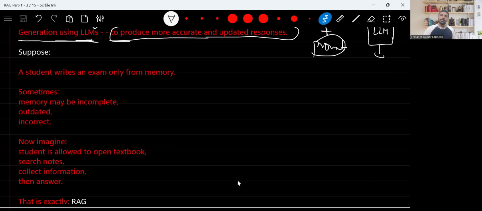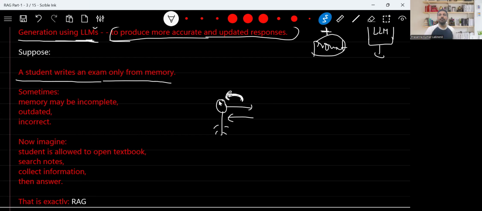Suppose we will take a real-time example to understand what is an LLM, what is the difference between LLM and what is the advantage which we are gaining with the help of RAG systems. A student writes an exam only from the memory. Suppose a student is there. He mugs up some subjects continuously. Now he has knowledge about the subject. Now if you ask a question, if he knows, he will tell from his memory.